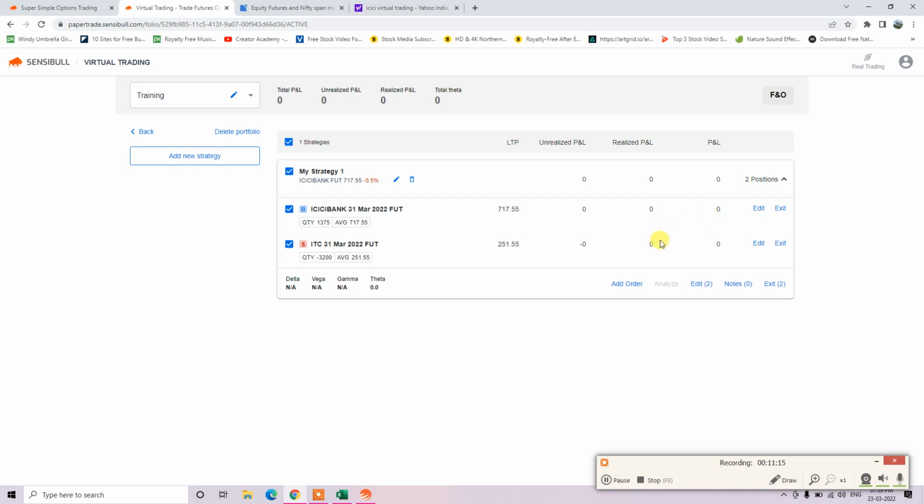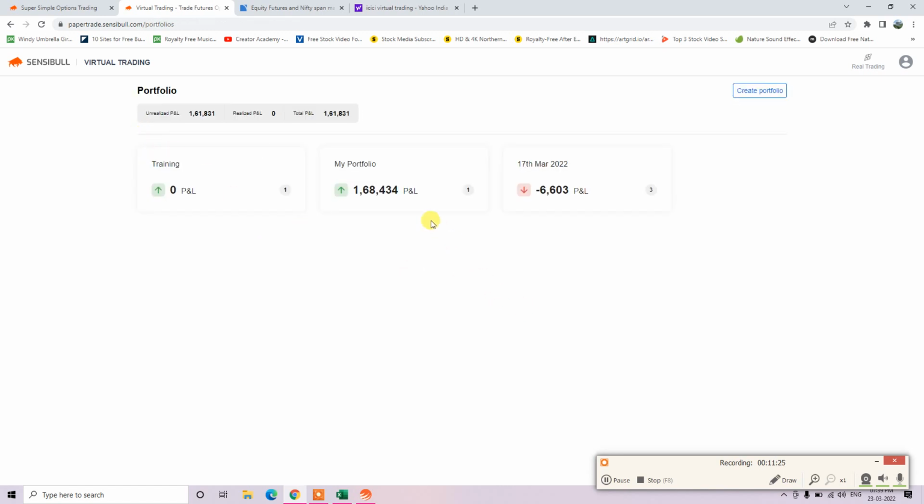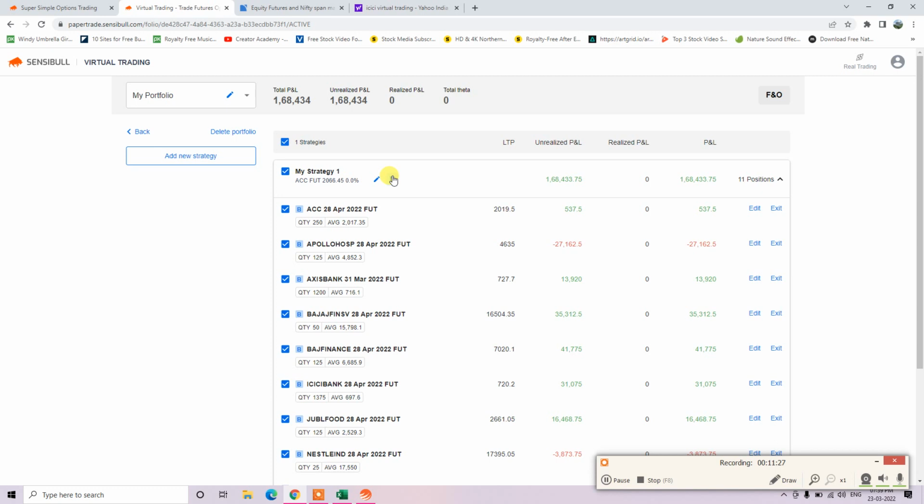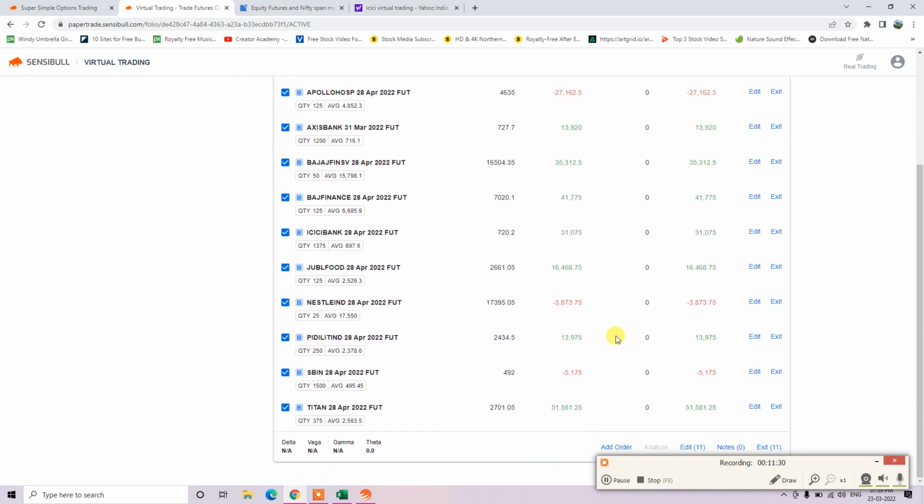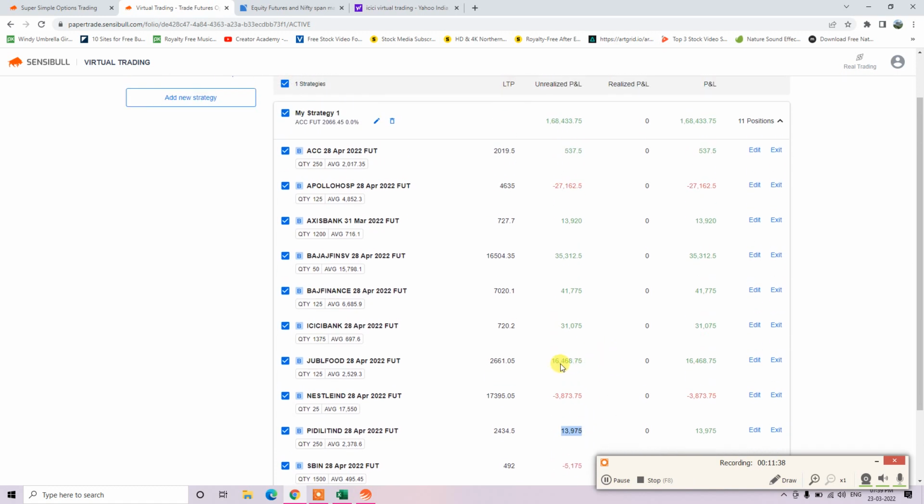Once you are done with this, you can always go back, log in directly, see these trading strategies, and back test them, and see whether your strategy is properly working or not. See, I have placed Titan. It is in profit. My strategy is working well. SBI, no. Pidilite, yes. Nestle India, no. Jubilee Food, yes. ICICI Bank, yes. Bajaj Finance, yes. All are expiring 28th April.